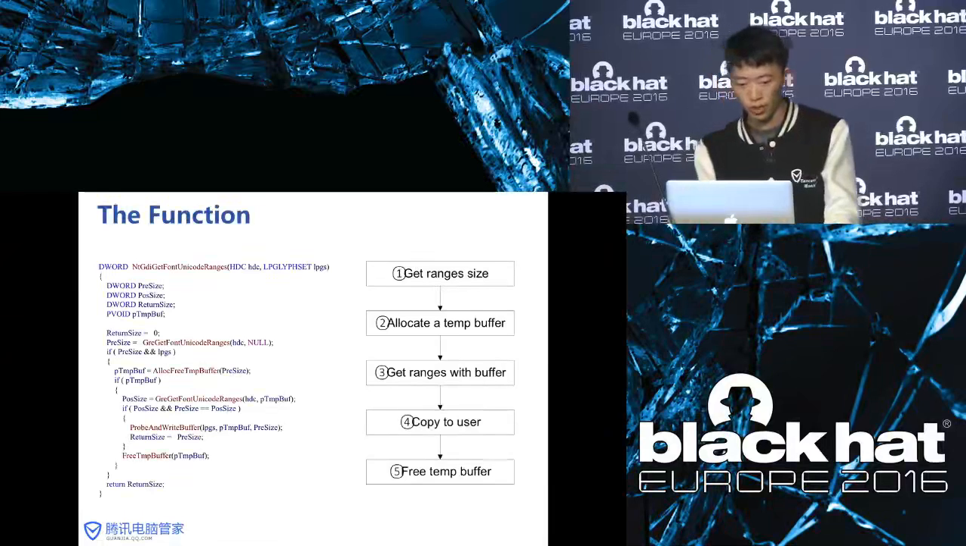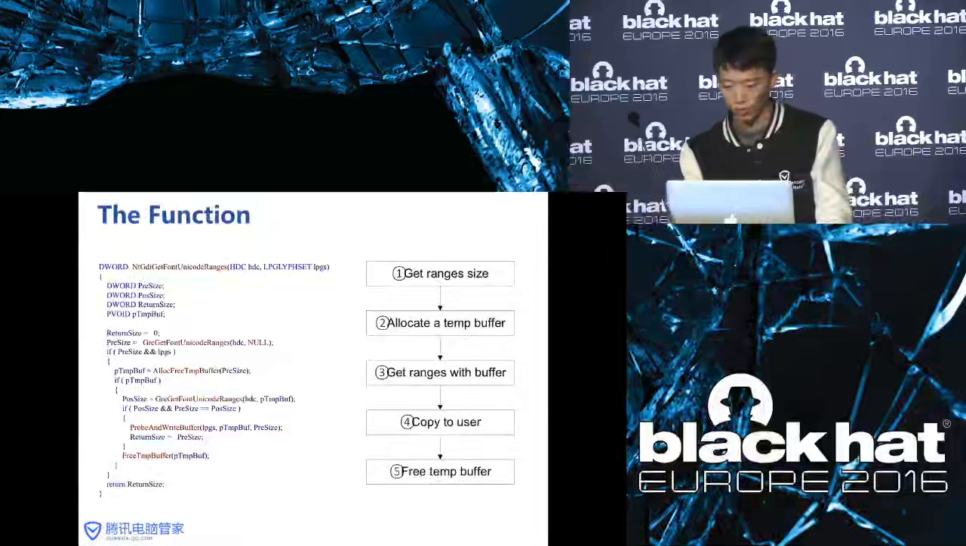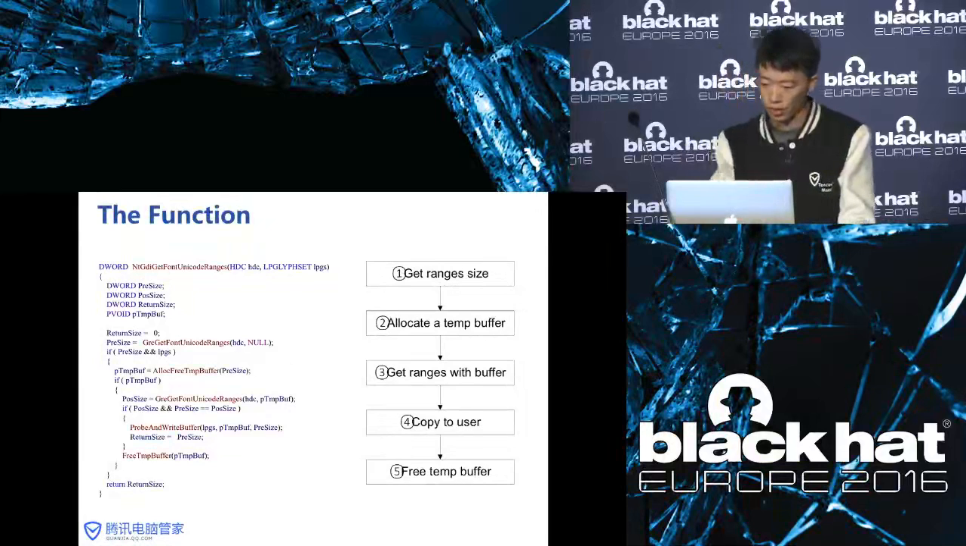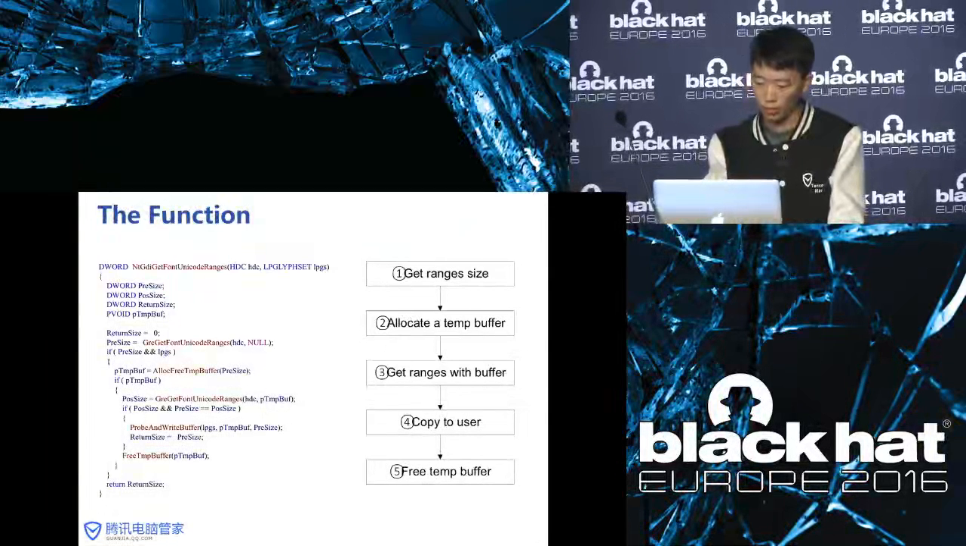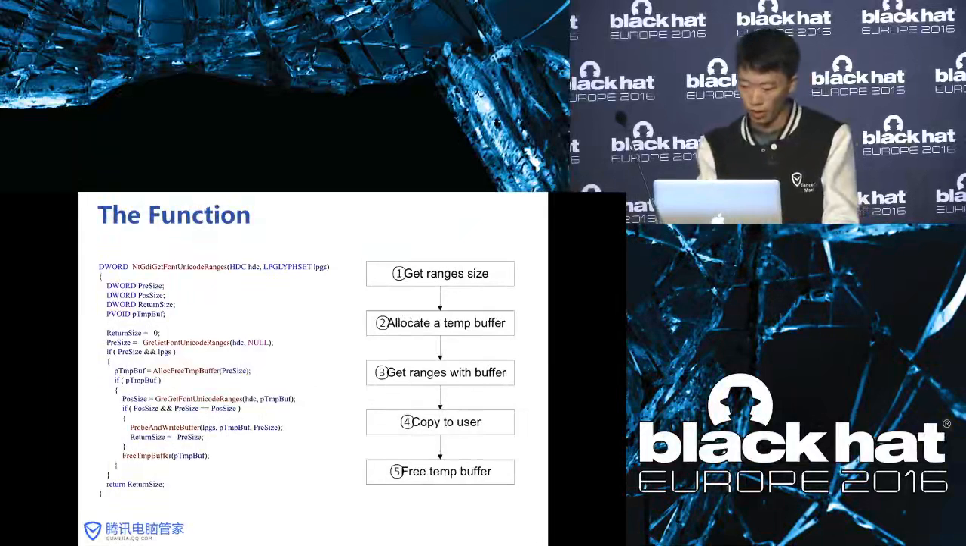Let's have a brief view of the function NtGdiGetFontUnicodeRanges. This function calls 5 other ones and returns. At first, it calls GreGetFontUnicodeRanges. The first param, HDC, is the handle of our device context. Our font has been selected into the device context before. If we set the second param to NULL, we will get the range size of the font only.